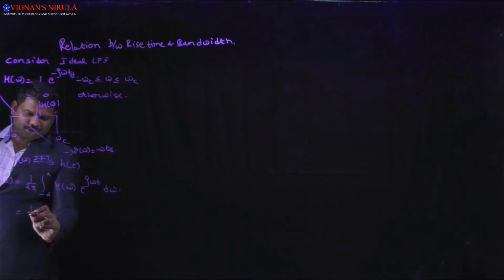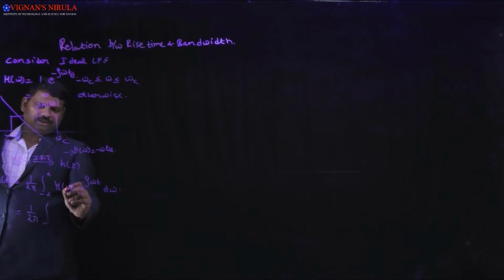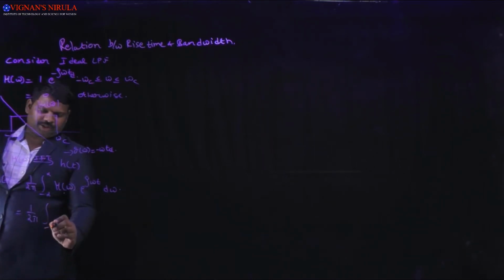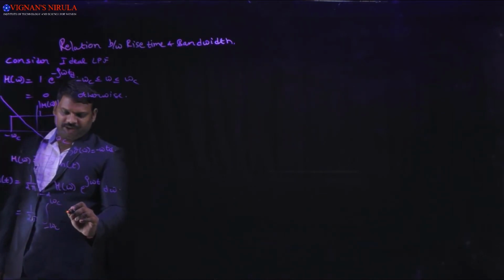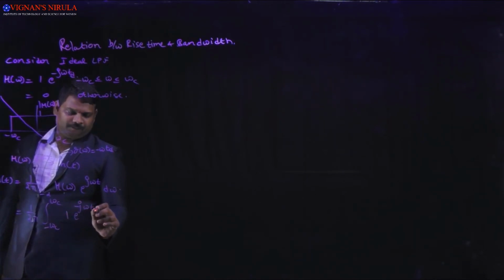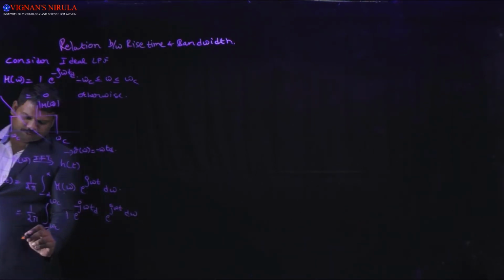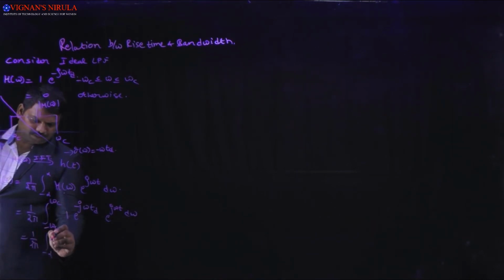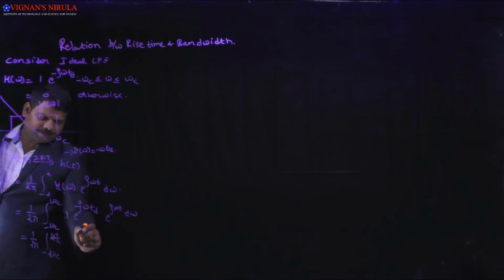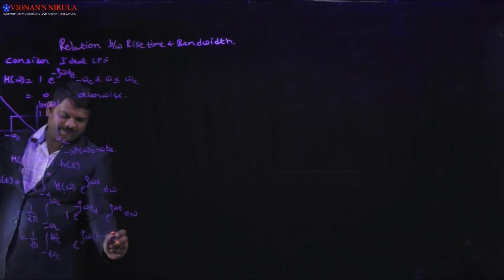Substitute what is our H of omega, which is nothing but our transfer function of an ideal low pass filter. As the ideal low pass filter will only exist from minus omega c to plus omega c, therefore the limits will be from minus omega c to plus omega c, and this H of omega is 1 into e power minus j omega t_d, and into e power j omega t d omega. Combine the two exponentials, that's 1 by 2 pi, from minus omega c to omega c, e power j omega (t minus t_d) d omega.